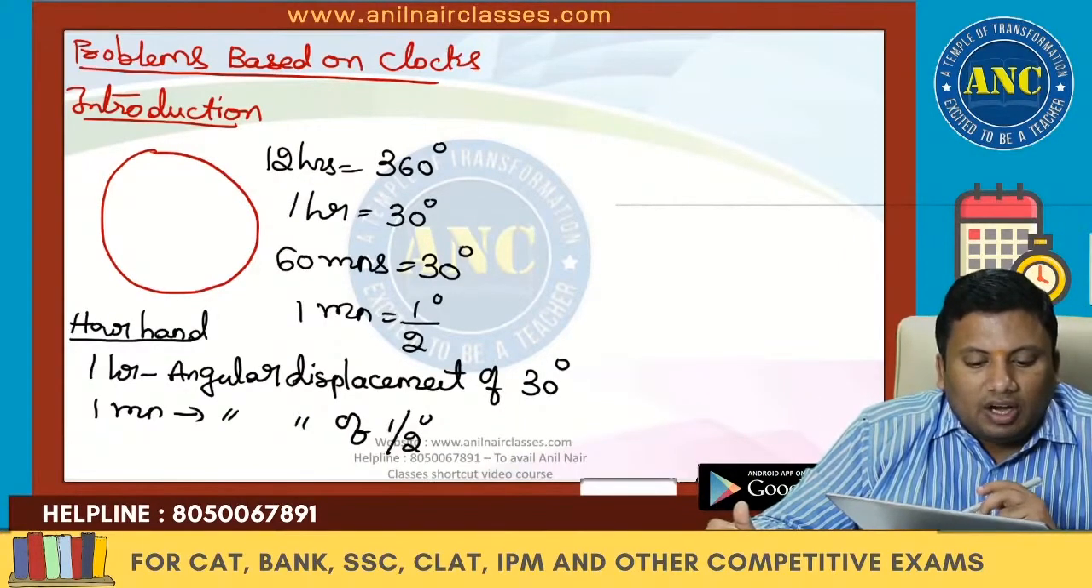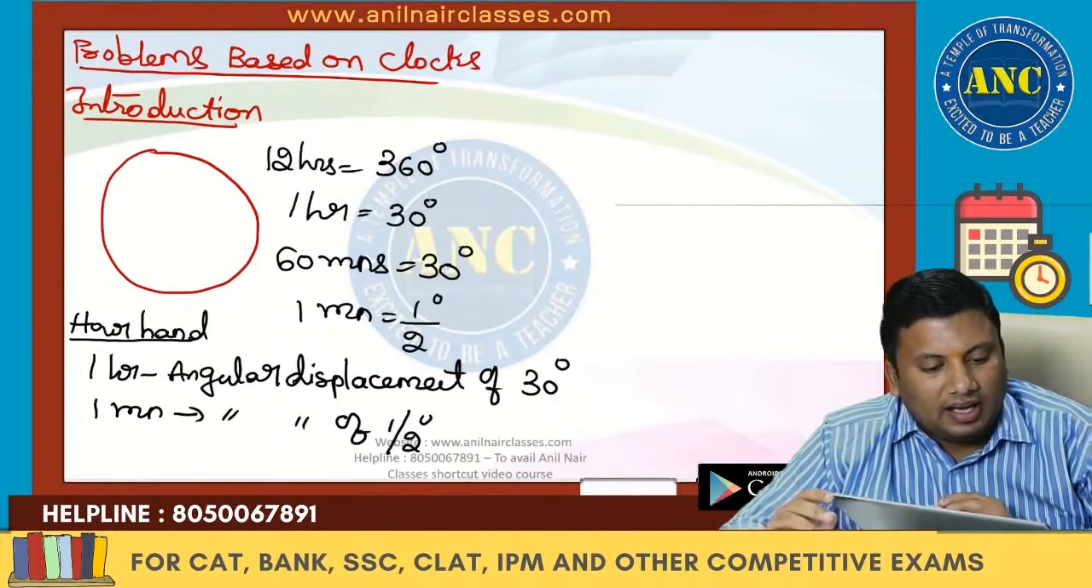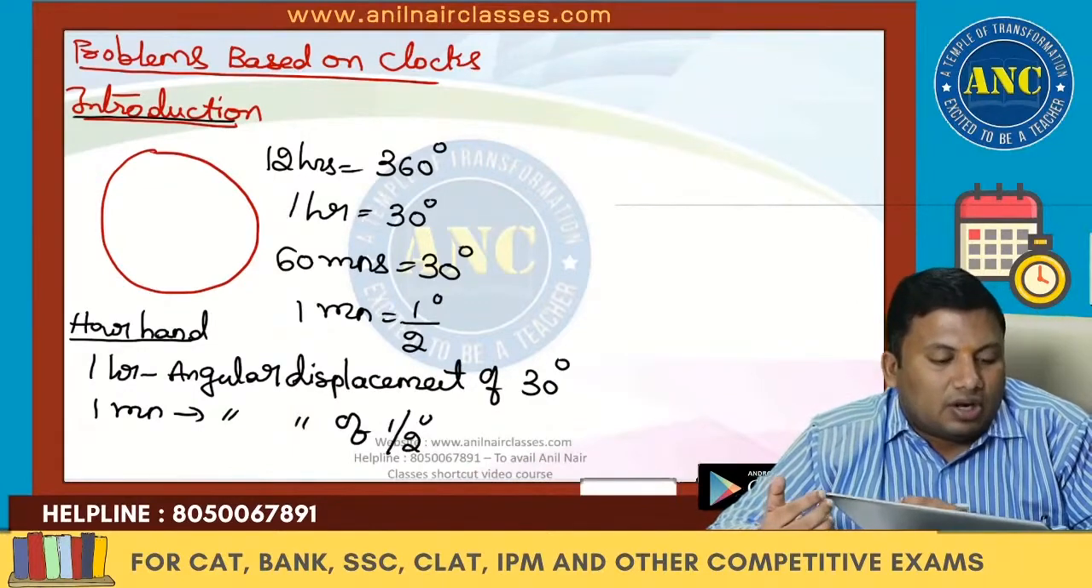If you see the clock, 1 hour is 30 degrees, 60 minutes is 30 degrees. 1 minute is half a degree. I hope it is clear. This is the introduction. Now based upon this introduction, let us solve some problems.